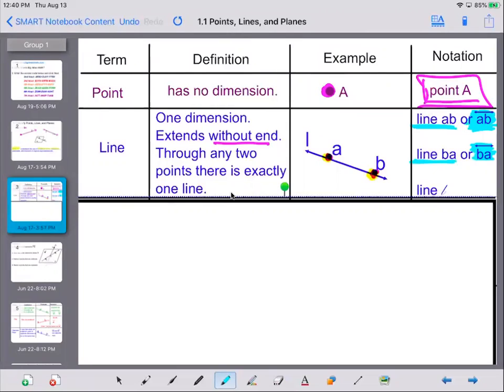And then we have a third way of naming this line. You may have noticed there's an L over here. It's supposed to be cursive. But if there is a cursive letter like that at the end of your line, you can also use that to name your line.